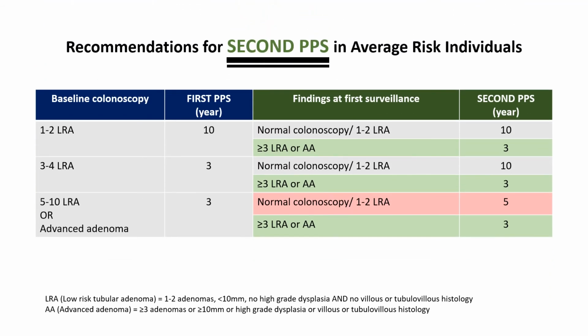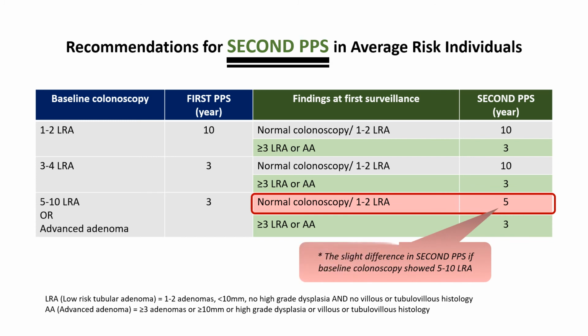Recommendations for second PPS. Clinicians should take into account the findings at baseline and most recent surveillance colonoscopy. Similarly, a 3-year interval is suggested for those with advanced adenoma regardless of baseline findings. The slight difference is that in patients with normal or low-risk adenoma in the latest scope, but who had history of advanced adenoma at baseline, surveillance should be done at 5 years.